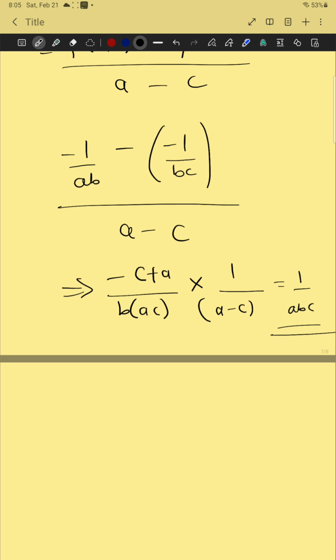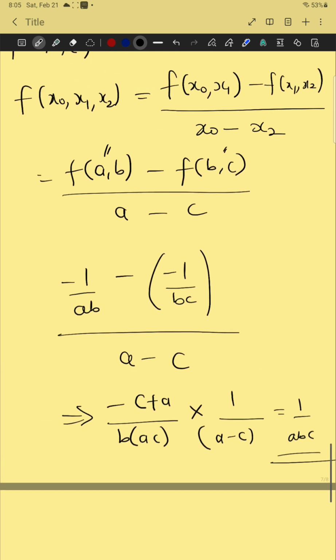So we have come to the end of divided differences.